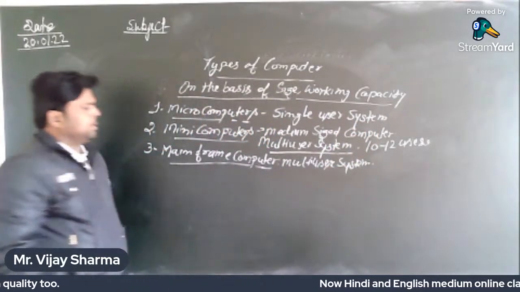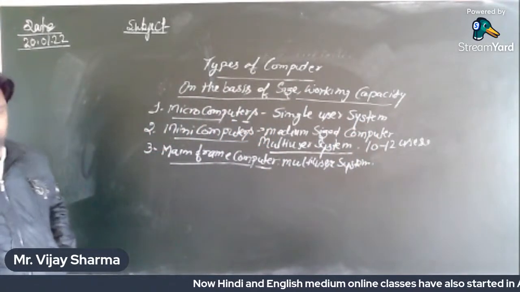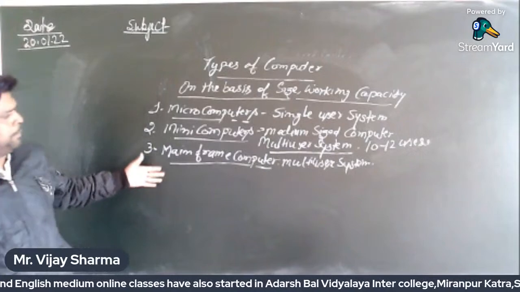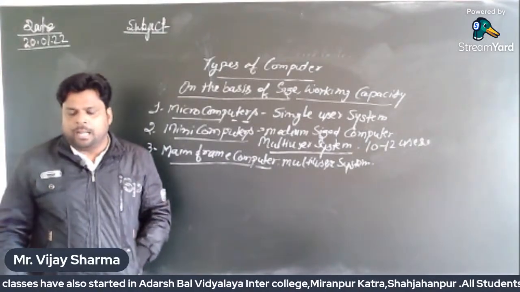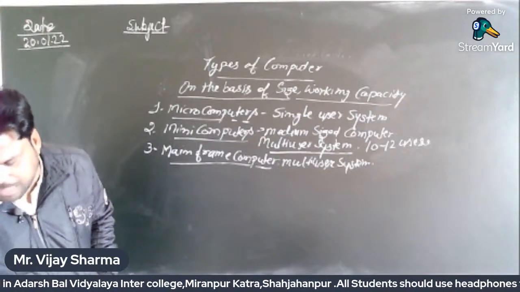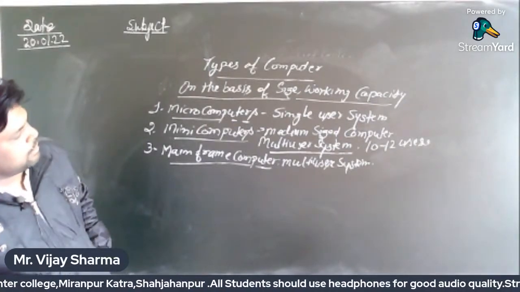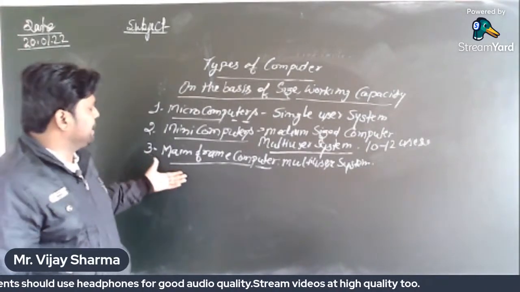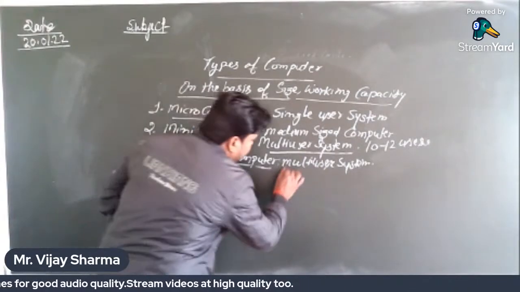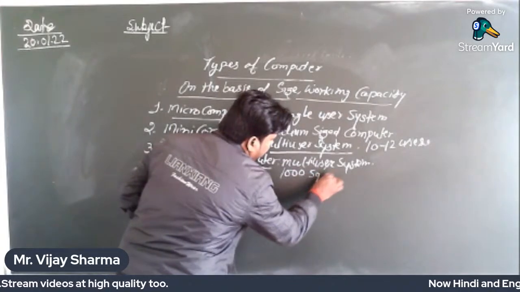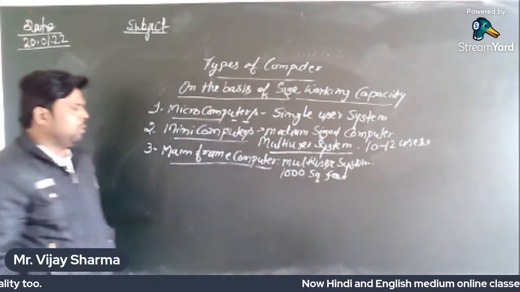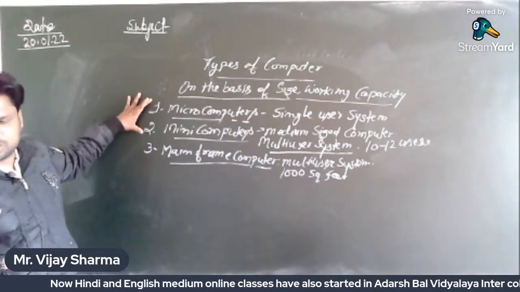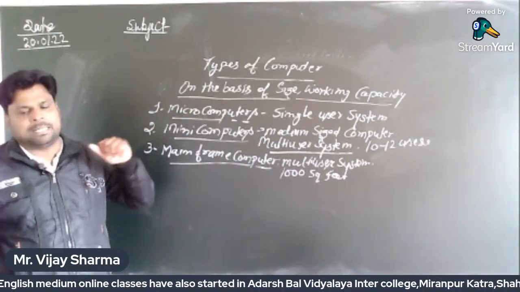In this system approximately 100 users use the system at the same time, and the mainframe computer collects data from many terminals and many other users and gives accurate results. The speed is very high, and the size is big. It takes 1,000 square feet of area to install. So the size is big in comparison with these both systems. This also depends on size and working capacity.